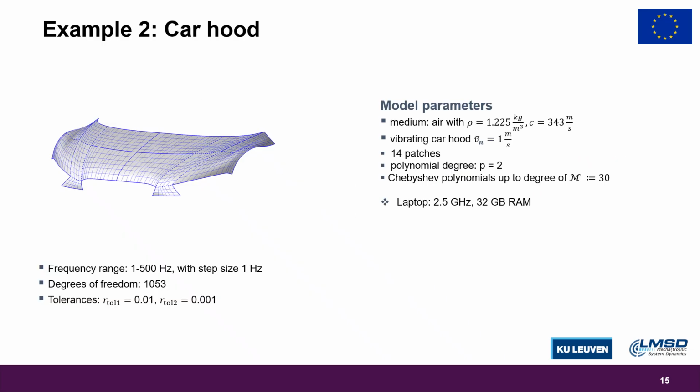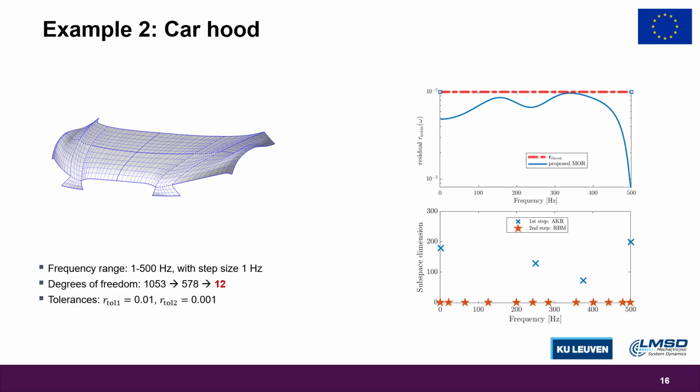As a second, more industrial example, I have the car hood, which has 14 patches, and we model it with polynomial degree of p equals 2, and have a frequency range from 1 to 500 Hertz with a step size of 1 Hertz. The degrees of freedom here are 1053 DOFs. With the proposed two-step reduction method, you can reduce the degrees of freedom to 12.